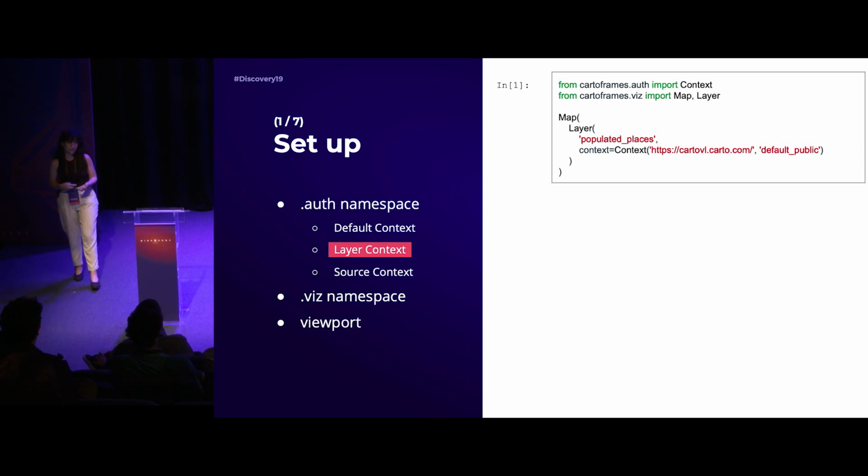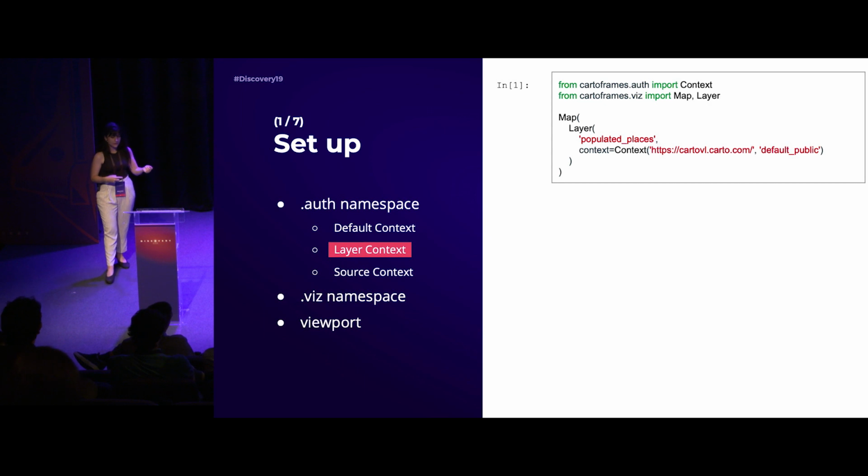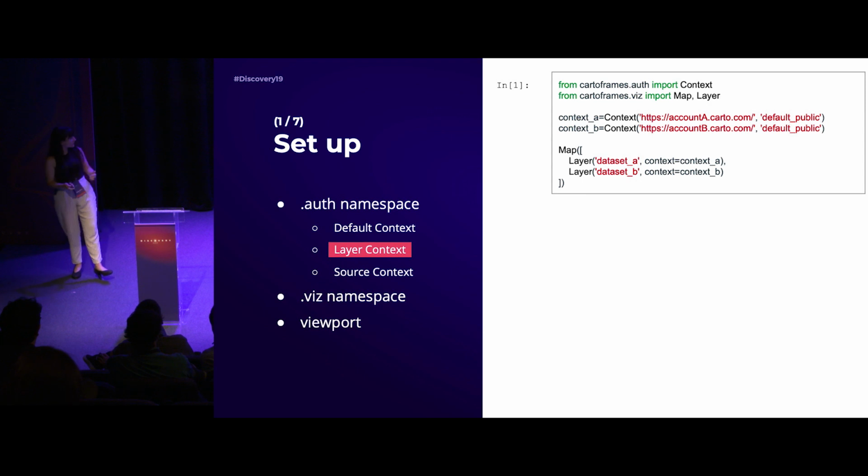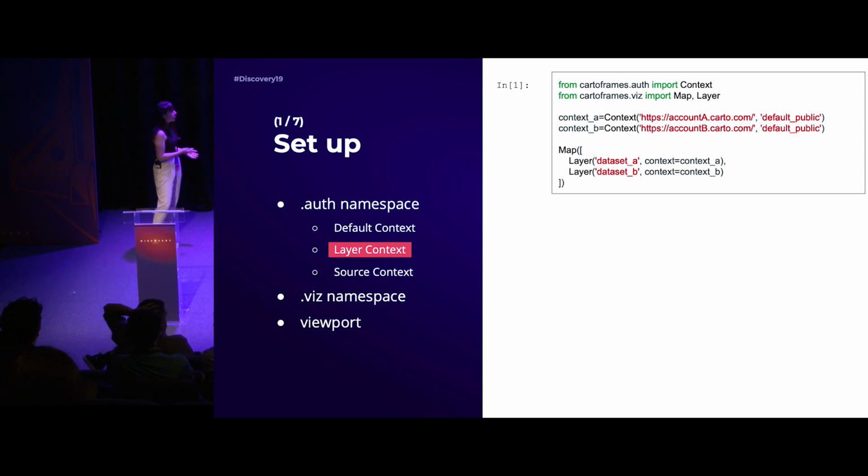create a context. You can instantiate a context by using the context class and just pass it directly to a layer. Why is this? Because imagine that, for instance, you don't want to set the same context for all the layers where you are going to be working at. Imagine that you want to add 2 layers, and the data for these layers is stored in different accounts. So you can, for example, create 2 different contexts and pass each context for each one of the layers.